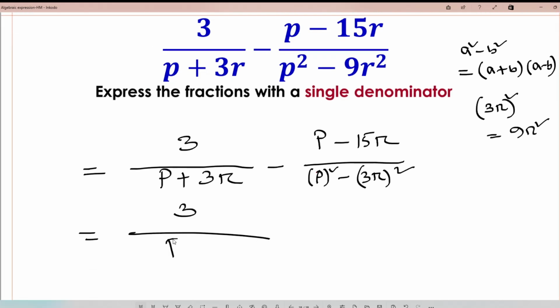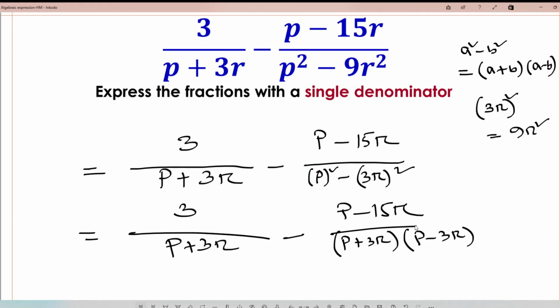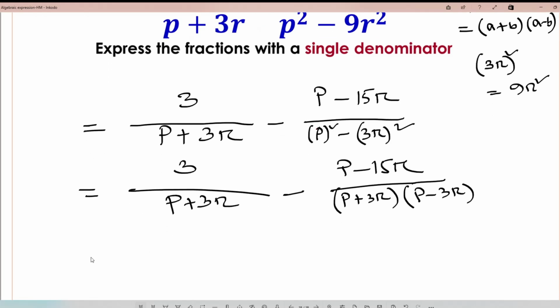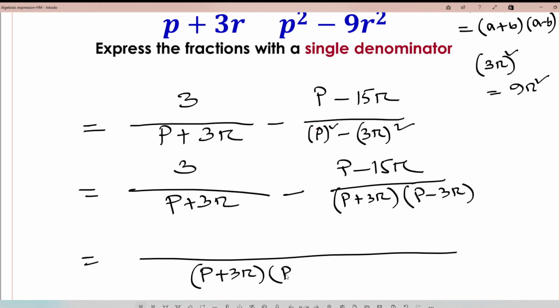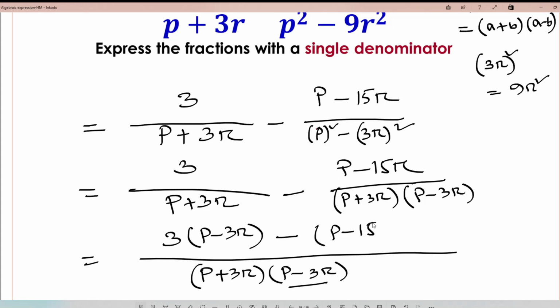Now here is 3p plus 3r minus p minus 15r, and here is p plus 3r into p minus 3r. So here LCD is p plus 3r into p minus 3r. So if you divide p plus 3r into p minus 3r by p plus 3r, we will get p minus 3r. So 3 into p minus 3r minus, here is only p minus 15r.